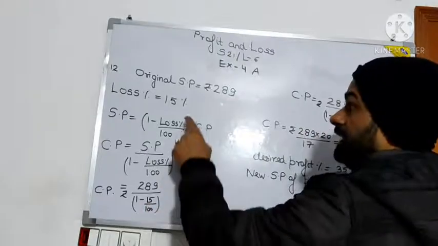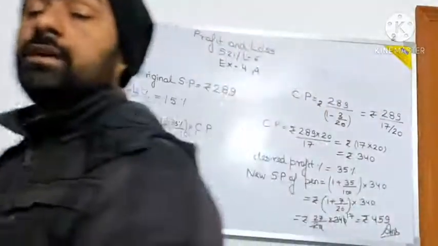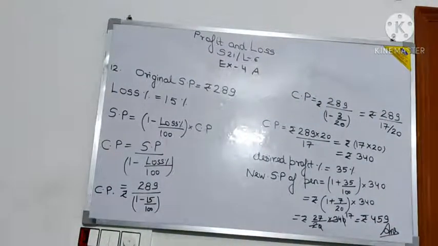So 1 minus 15. 15% is the loss. So 1 minus 15 by 100 is coming how much? 1 minus 3 by 20, so 17 by 20. So it is 289 into 20 by 17. That you have got. So after that, what will be there?